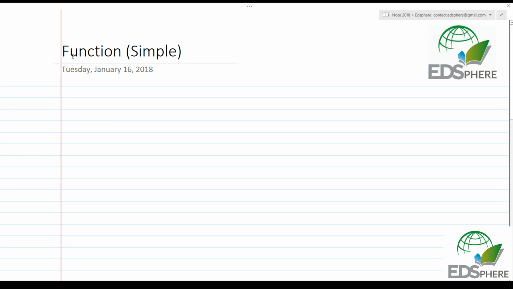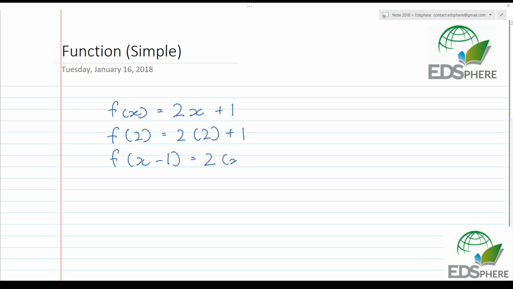So the most common type of function that you're going to see is written as f of x equals, let's just say for example, 2x plus 1, for the simple sake. So what it means is that f of x equals 2x plus 1. So what happens if the input becomes something different? What if it becomes 2? Well, it simply means 2 times 2 plus 1. What if it becomes x minus 1? That equals 2 bracket x minus 1, plus 1.